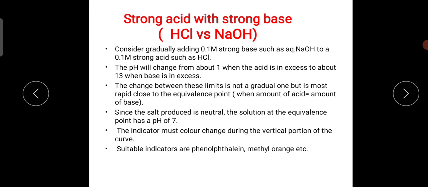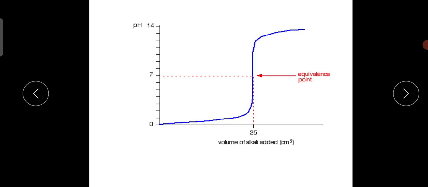as indicators. See, this is the graph. This is pH here, and here is the volume of alkali. This is the equivalence point. At this point the color change means the titration is complete. In this region the acid will be in excess and here the base will be in excess. So it will reach up to 13, you can see here.